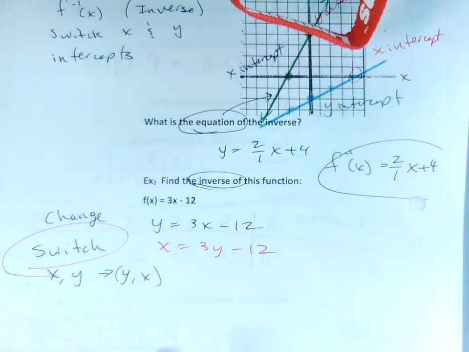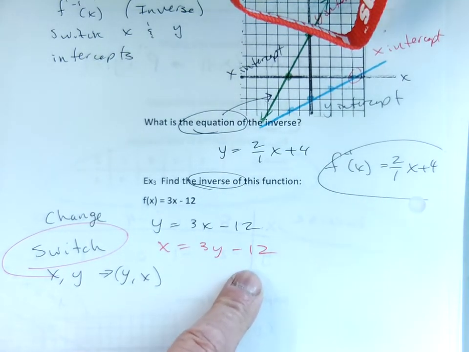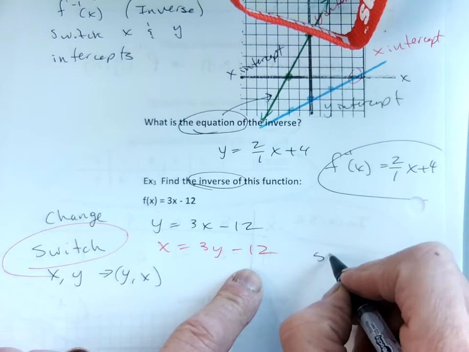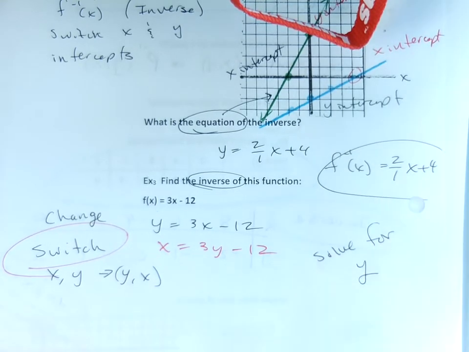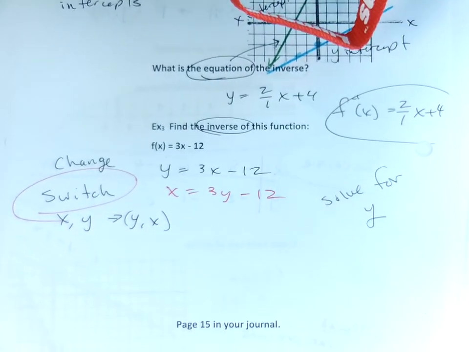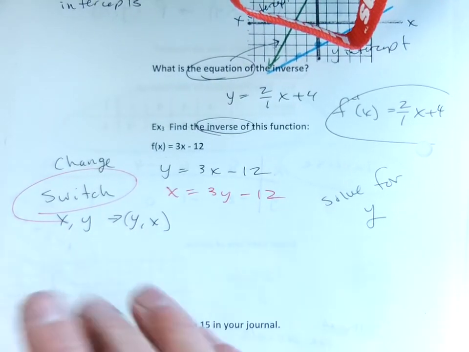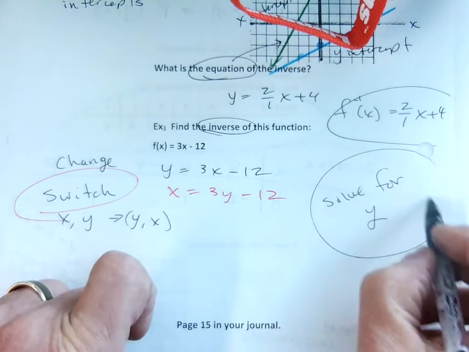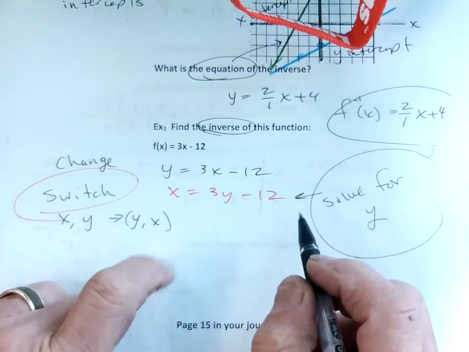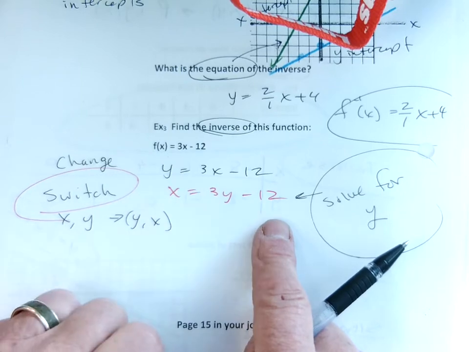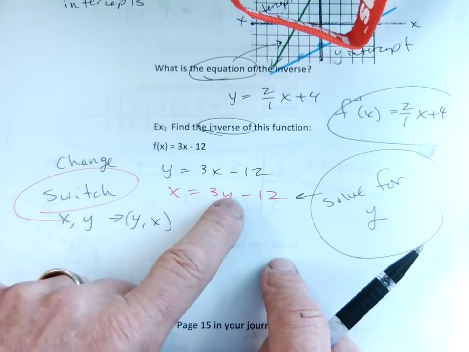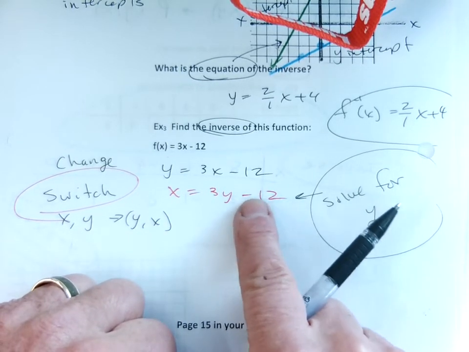So now, this is not really the form I wanted. I want it to be in a better form, right? So I'm going to solve for y, okay? How do I solve for y? Y is right there. How do I get rid of this 12?